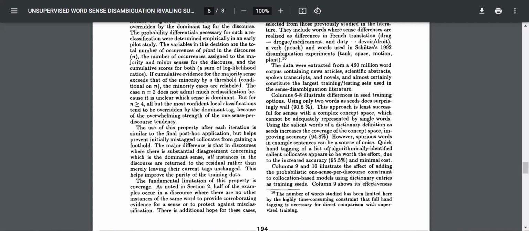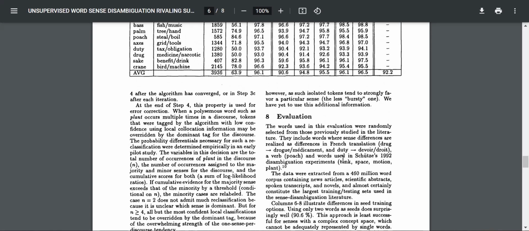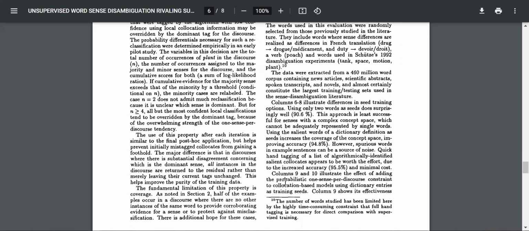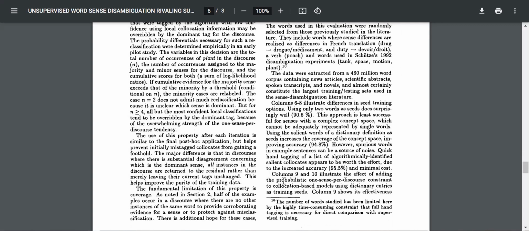Quick hand tagging of a list of algorithmically identified salient collocates appears to be worth the effort due to the increased accuracy, 95.5%, and minimal cost. So they mentioned how much less time it takes to do this process. Columns 9 and 10 illustrate the effect of adding the probabilistic one sense per discourse constraint to collocation based models using dictionary entries as training seeds.